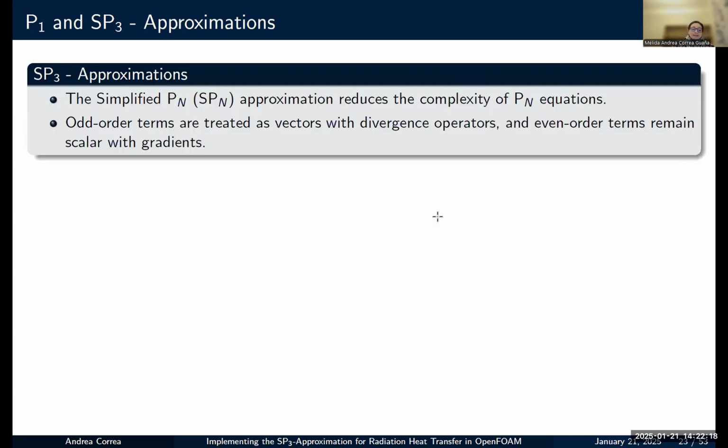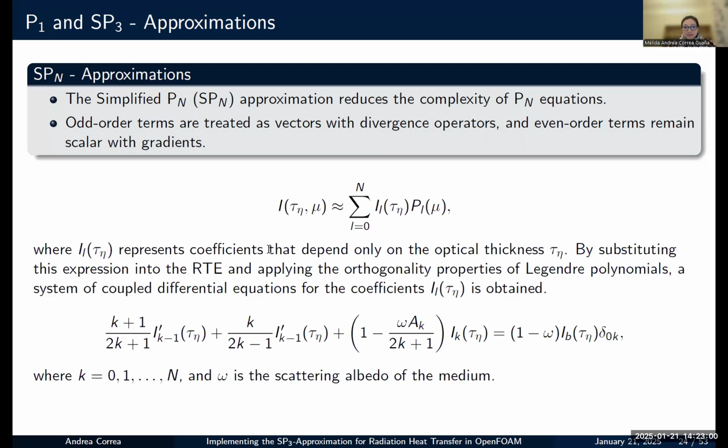Okay, so in order to answer whether it is correct or not, let's clarify the definition of the SP3 and where it comes from. SP3, of course, is part of the simplified PN approximations, which reduce the complexity of the PN equations. Odd-ordered terms are treated as a vector with a divergence operator, and even-ordered terms remain scalar with gradients.